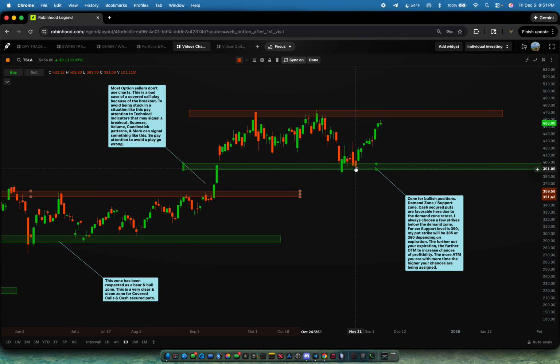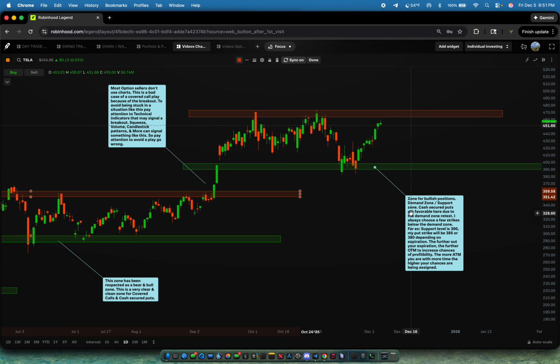Now we're going to go over here in the demand zone again. We're going to do a few points below the zone level, around 395, for example. We're going to do our cash creep puts around 385 or 390, depending on your time frame.